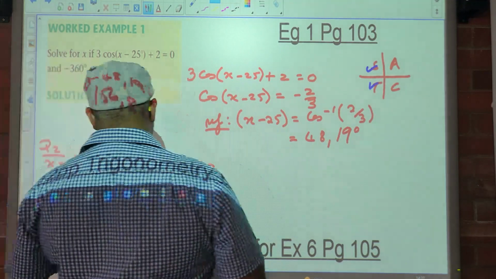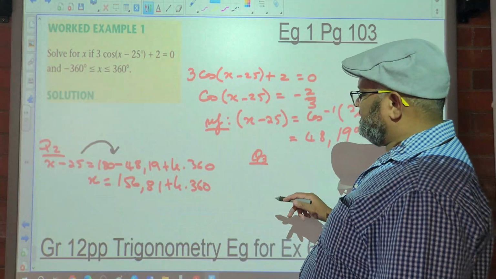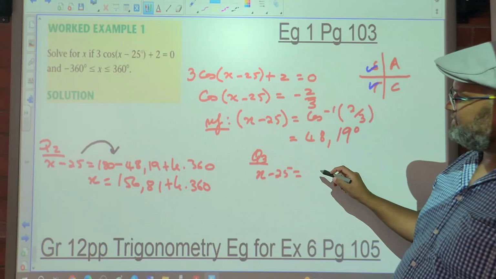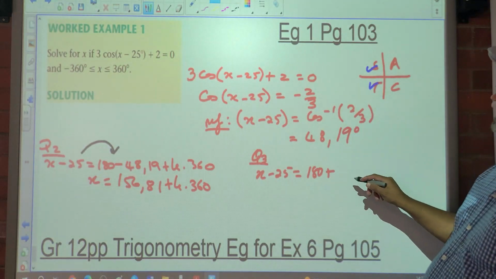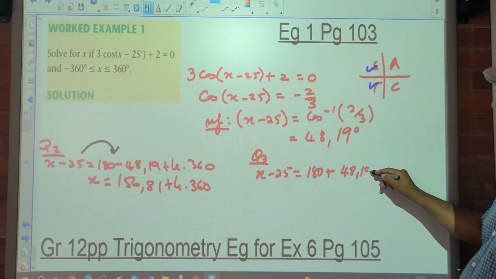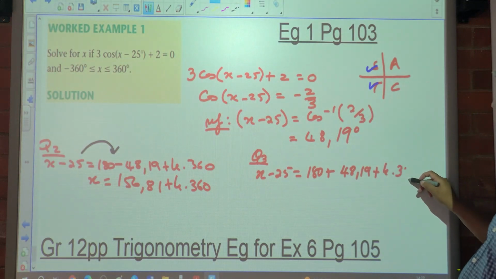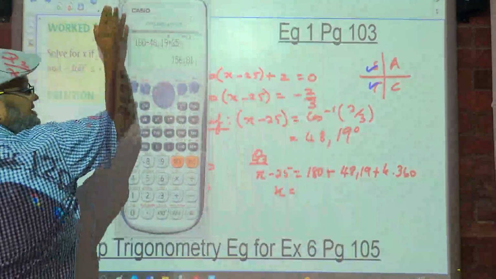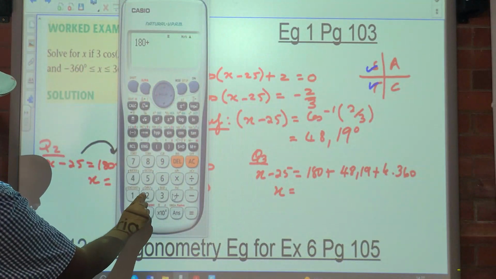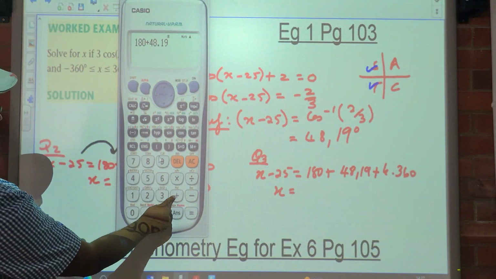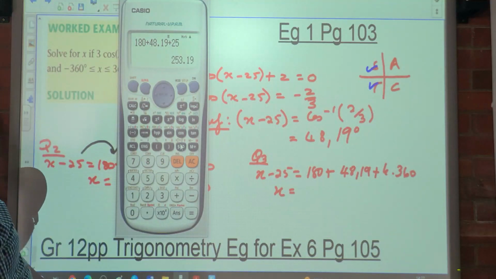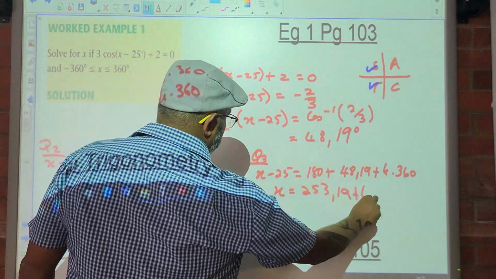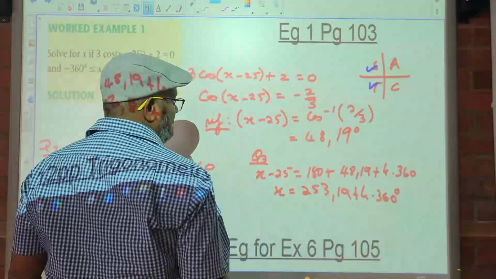Let's look at quadrant 3. How do you get into quadrant 3? x minus 25 is equal to 180 plus 48,19 plus k times 360. So x works out to be 180 plus 48,19 plus 25, so 253,19 plus k times 360, where k is an element of the integers.